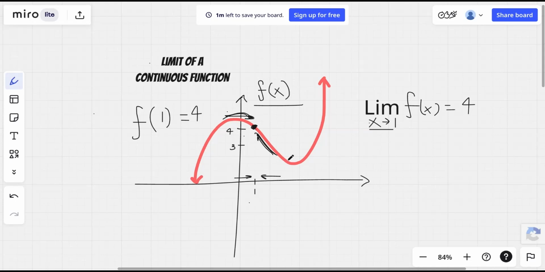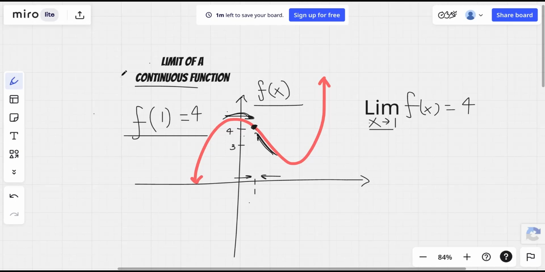Okay, but then you might ask, this is extremely simple. Why are we saying the limit as x approaches 1 of f of x equals 4? Why don't we just say f of 1 equals 4? Why don't we just plug it in and read off the graph? Well, the reason is that this is a continuous function, and continuous functions are extremely easy. In continuous functions, you can just plug in the function value.